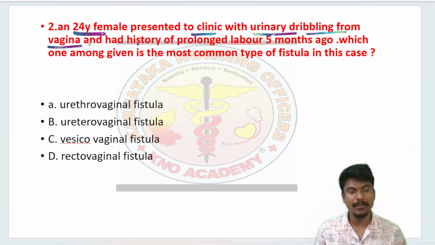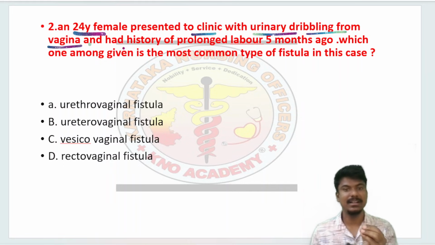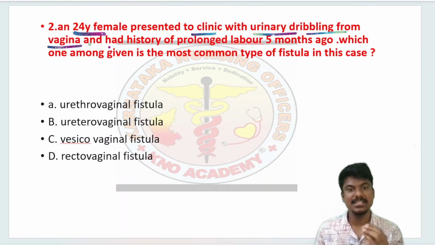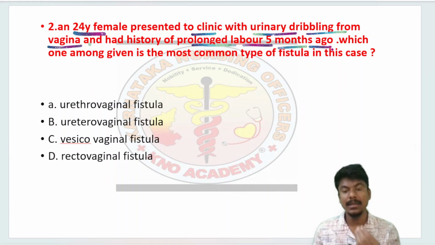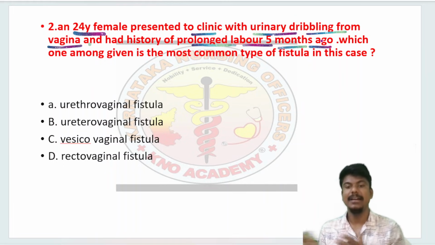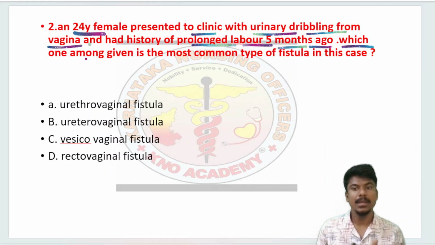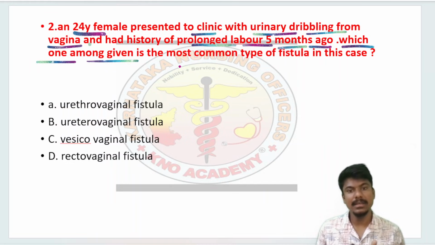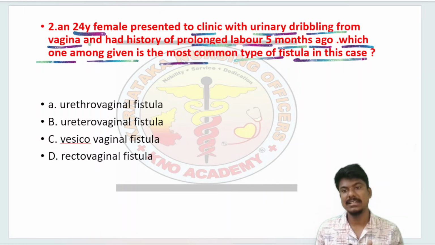If you ask the history, like antenatal history, postnatal history, and history during delivery, she will tell you a history of prolonged labor. She had delivered a baby 5 months ago, and it was a prolonged delivery. Which is the most common type of fistula seen in this case?